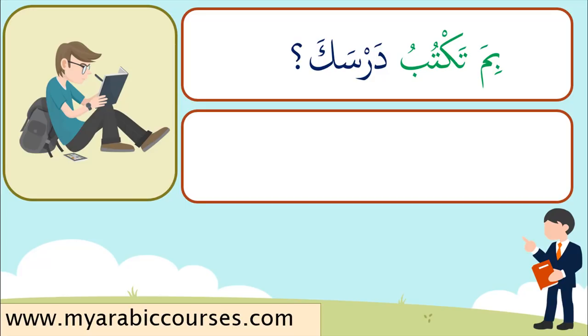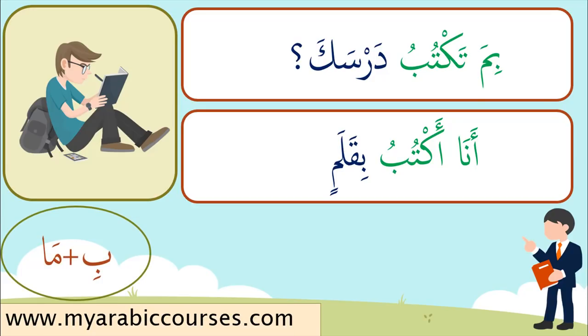Bima taktubu darsak, with what are you writing your lesson? Bima taktubu, with what are you writing darsak, your lesson? أنا أكتب بقلم. I am writing with a pen. أنا أكتب. I am writing. بقلم, with a pen. Bima is a combination of bi and ma. When you're talking to a female, you say darsaki, the ka will contain kasra instead of fatha. Bima taktubu darsaki, with what are you writing your lesson?